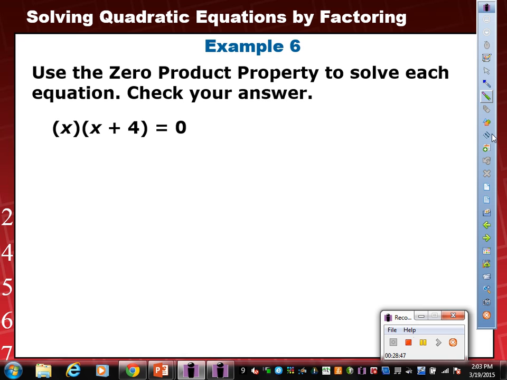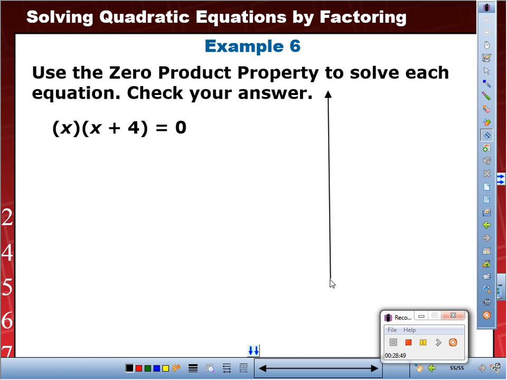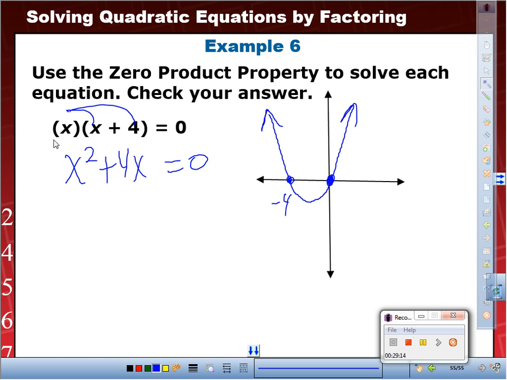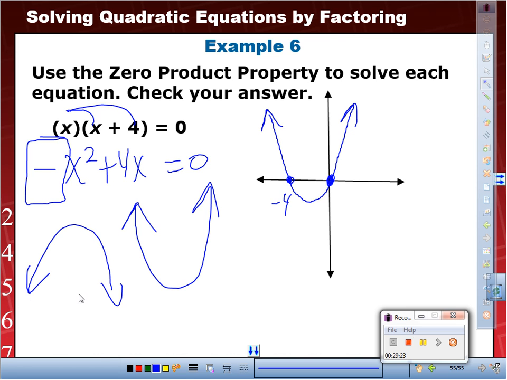Alright, I see most of you are already done, so here goes the graph. Was our x-intercept at 0? And our other root was at negative 4? Yeah. Therefore, get it? Therefore. But how do you know it's a happy face? Yeah. Because of this. X squared plus 4x equals 0. What did we say the other day when we saw that if this had a positive coefficient, it was like this? And if it has a negative coefficient, it's like that. Yes?